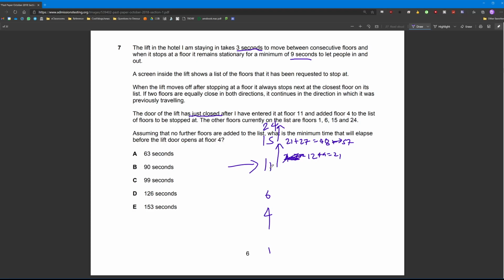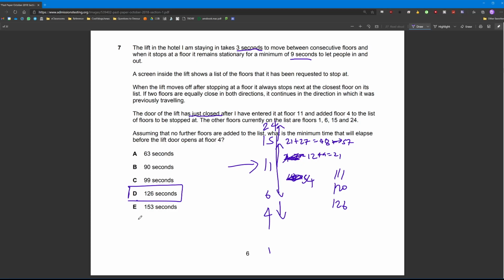And then it goes all the way back down to floor number 4. Going all the way back down is 18 times 3, which is 54. 54 seconds plus 57 is 111 seconds. Stopping at floor 6 for 9 seconds makes 120, and then traveling for another 6 seconds, the 2 floors to floor 4, makes 126 seconds.